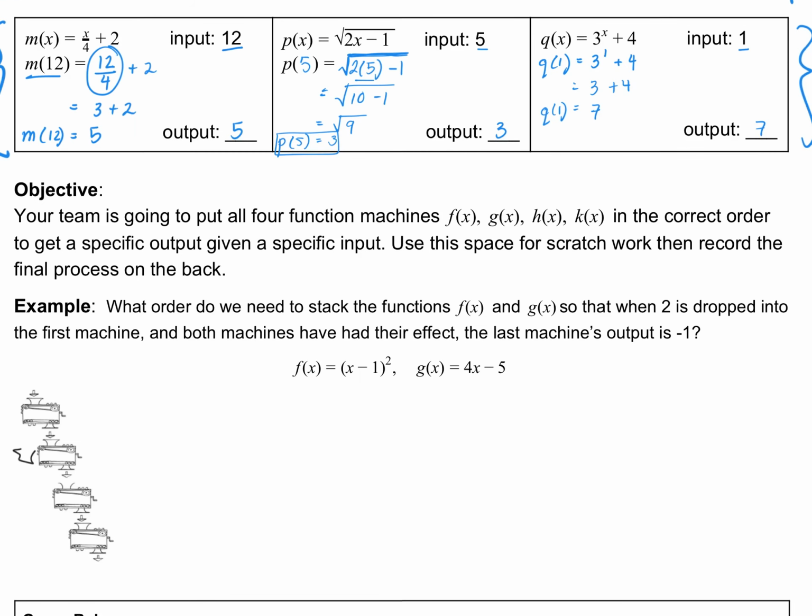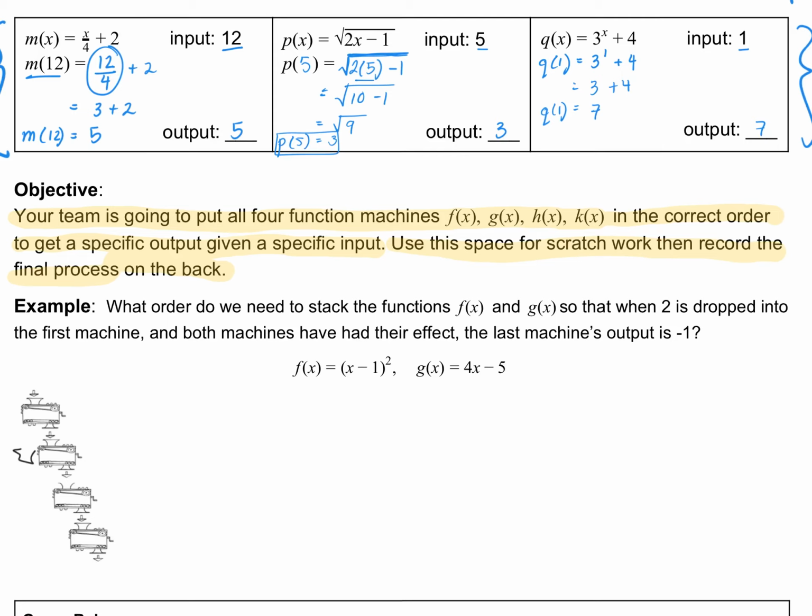So now that you've had some review on functions, their inputs and outputs, you are going to work with your team to put together 4 functions. You're going to be given 4 functions, f of x, g of x, h of x, k of x, and you're going to need to put them in the correct order to get a specific output when given a specific input. Use the space for scratch work, then record the final process in the back.